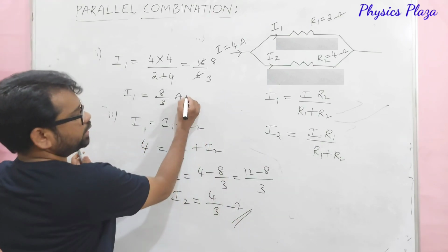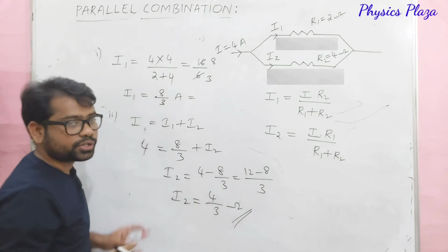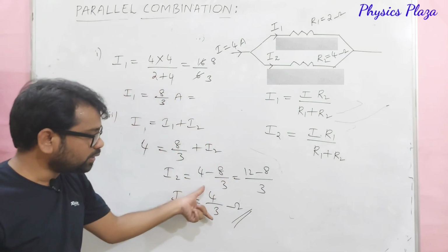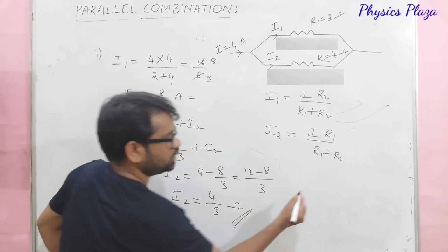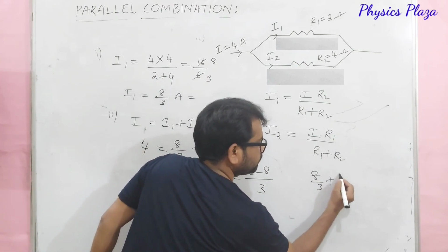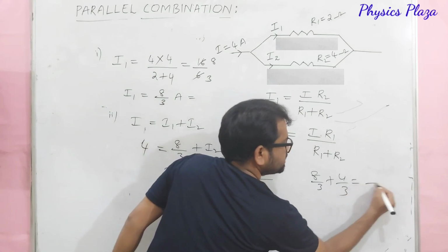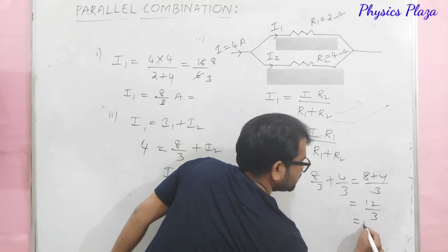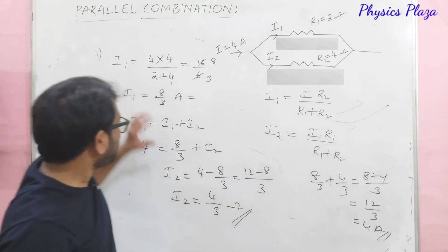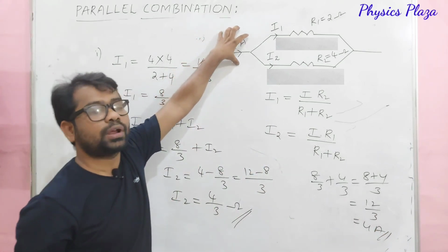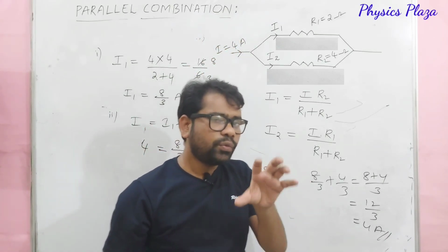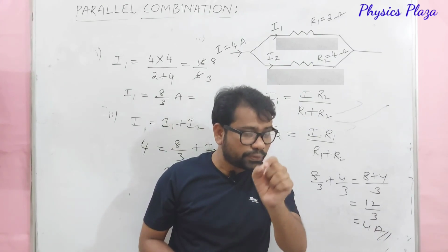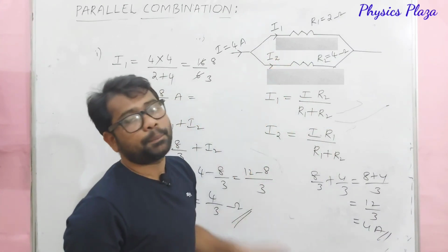If you want, you can convert it to decimals also. You can write 8 by 3 as a decimal. So 4 by 3. Children, you can add: 8 by 3 plus 4 by 3, how much is it? Here the LCM is 3, 8 plus 4, it is 12 by 3. Again it is 4 amperes only. So I1 plus I2 is equal to 4 amperes again. So this is how we can follow the method to calculate the currents which are passing through different resistors when they are connected in parallel combination.